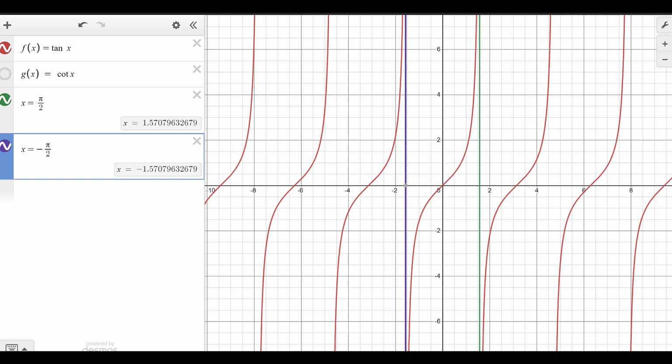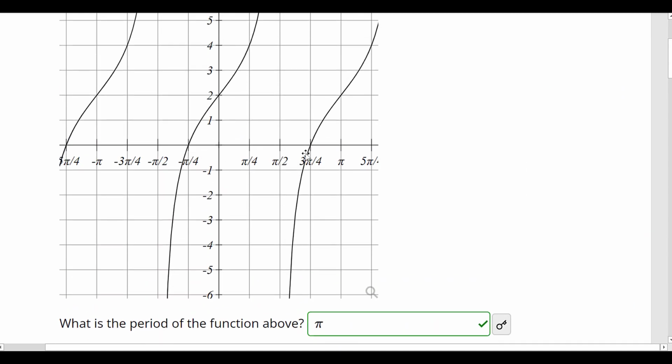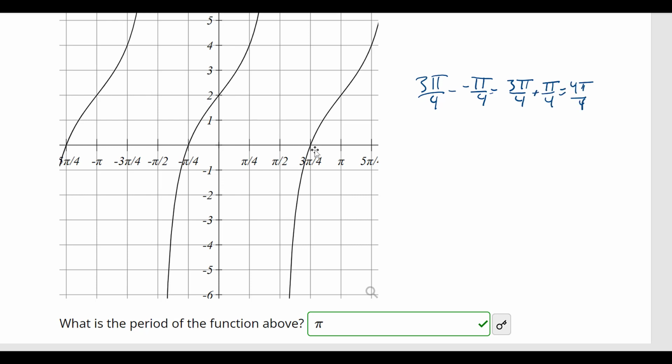If we come back to this, the first question is, what is the period of the function? We see it goes from negative pi over 4 to 3 pi over 4. If we do 3 pi over 4 minus a negative pi over 4, that's 3 pi over 4 plus pi over 4, which is 4 pi over 4, which is pi. And that's what this person had. Very good on that one.